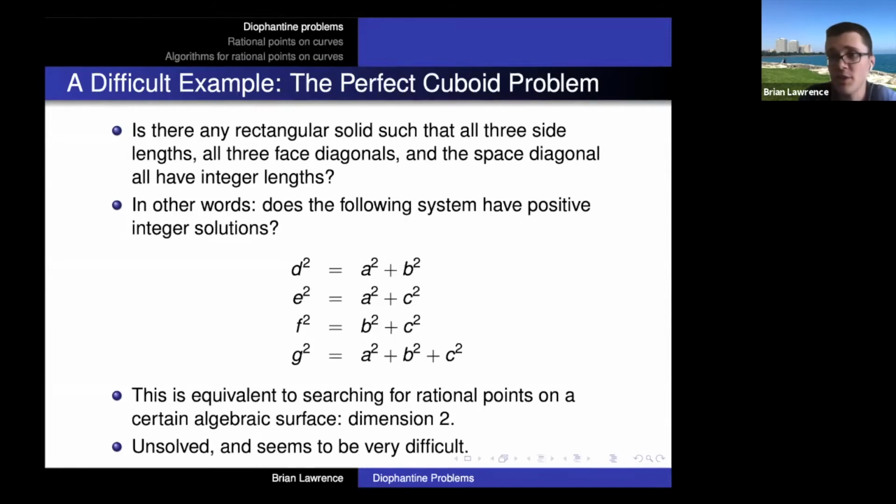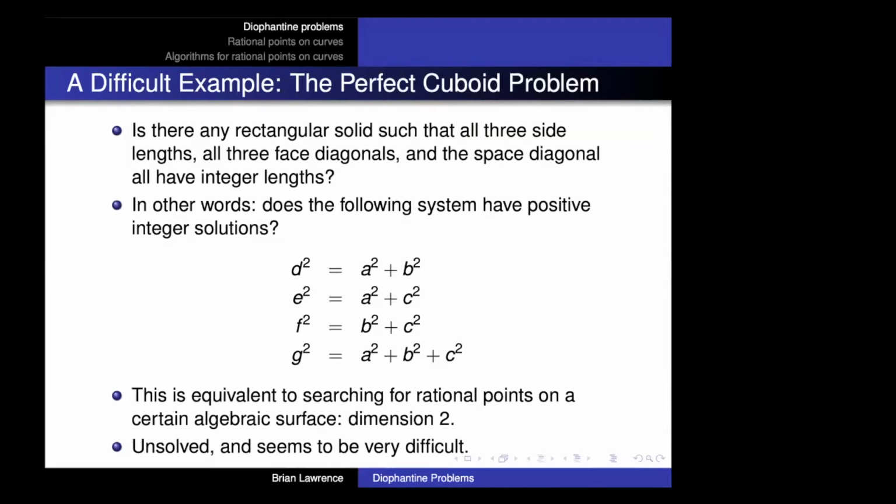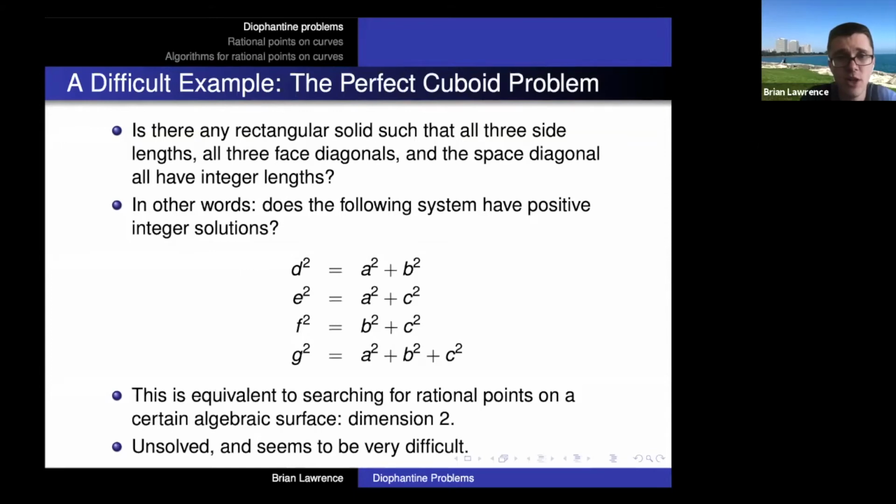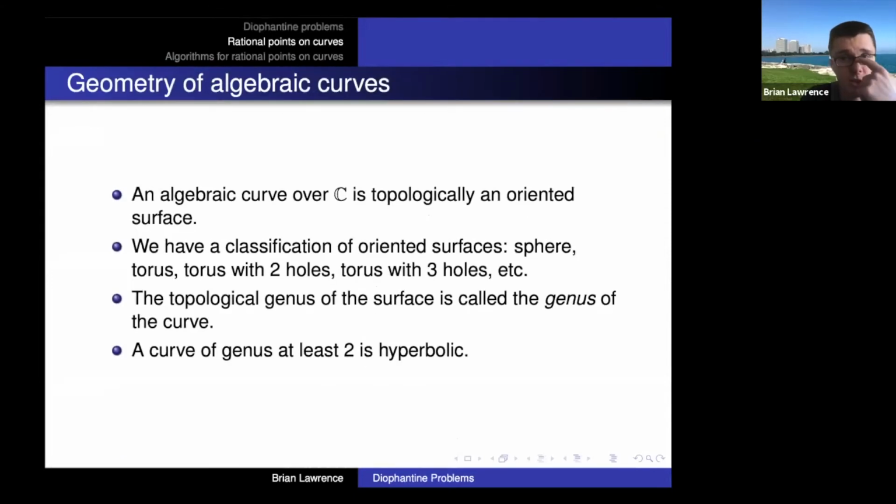Anyway, my impression with these sorts of problems involving varieties of dimension greater than 1 is that nobody really even has any ideas other than reducing to the curve case, for example. Anyway, for the rest of the talk, I'm going to focus on algebraic curves. So I'm going to focus on situations where the equation has 1 degree of freedom. You're looking for rational points on a 1-dimensional variety. So that's a curve, and I'm going to be talking about rational points on algebraic curves.